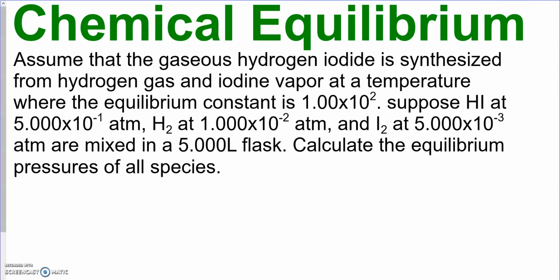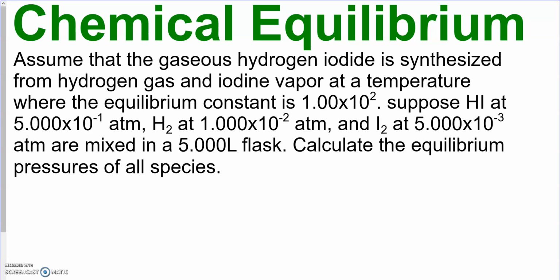In this problem, we are assuming that gaseous hydrogen iodide is synthesized from hydrogen gas and iodine vapor at a temperature where the equilibrium constant is 1.00 times 10 to the second. We're then told that we have hydrogen iodide at 5.00 times 10 to the negative 1 atm, hydrogen at 1.00 times 10 to the negative second atm, and iodine at 5.00 times 10 to the negative third atm, all mixed in a 5-liter flask, and we're told to calculate the equilibrium pressures of all the species involved.